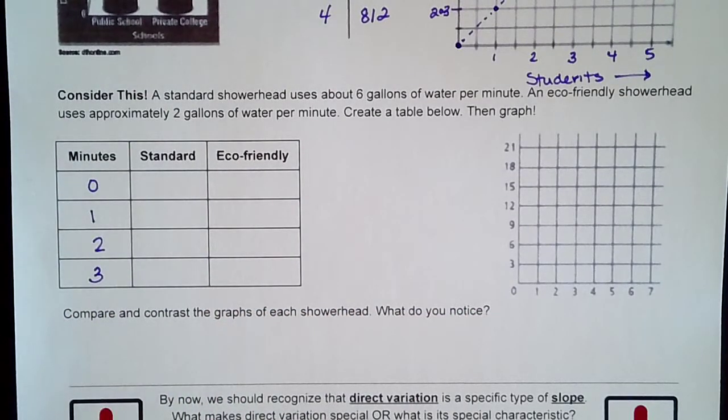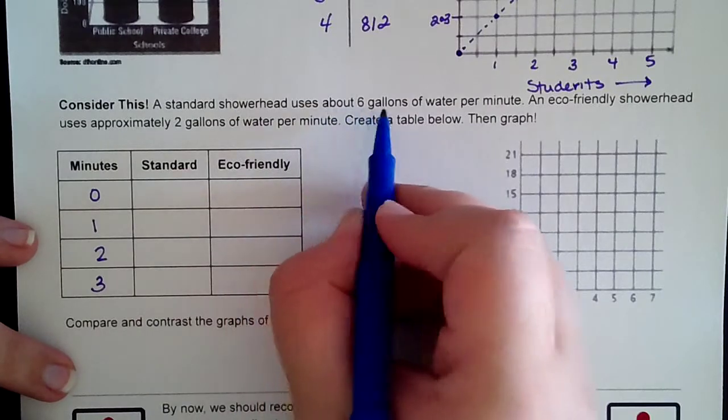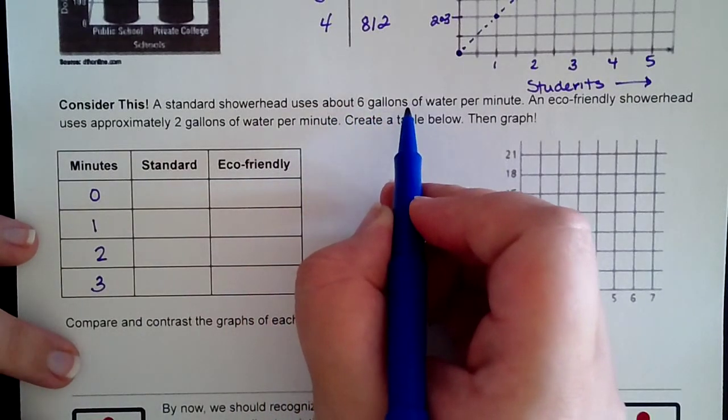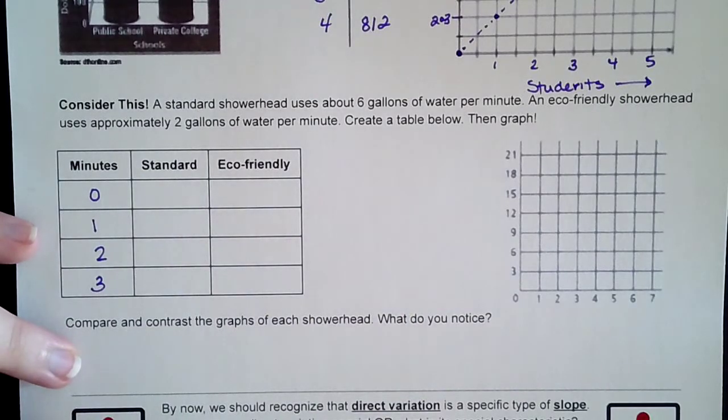And now I'm going to switch my colors here. Hopefully we can see these. Because a standard shower head, it says that it uses about 6 gallons of water per minute. So let me think here for just a minute. Do I want to write an equation?